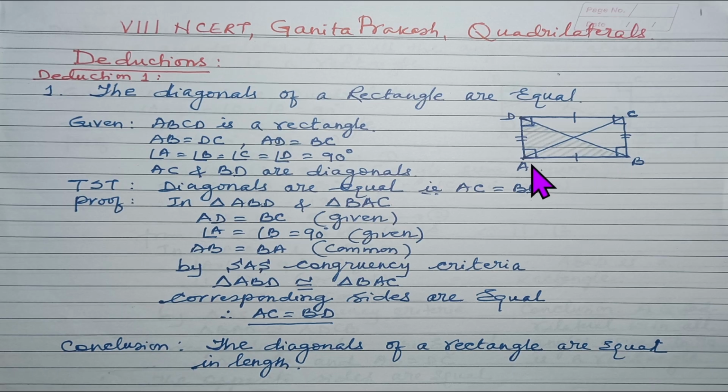That means by side angle side congruency criteria, the two triangles, that is ABD and BAC, are congruent, and if the two triangles are congruent, then the corresponding sides are equal. Therefore, AC is equal to BD, and that is a very simple logical proof of the deduction. The diagonals of a rectangle are equal. Therefore, the conclusion is the diagonals of a rectangle are equal in length.